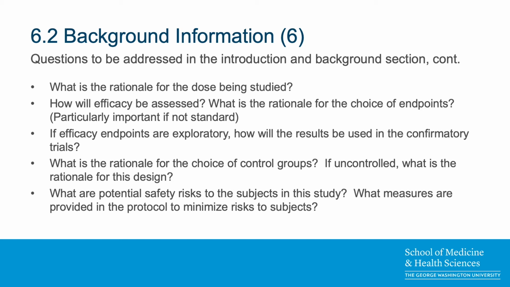The objectives, as we're going to discuss in the next section, should be very clear. And if the efficacy endpoints are exploratory, it should be noted how this is going to relate to the confirmatory trials. Particularly if there are procedures that are used that aren't standard or endpoints that are used, all of that rationale needs to be included in the protocol. The choice of the control groups. And then, importantly, how are potential safety risks going to be managed? What are they? And what measures are going to be in place for the investigator to follow? So all of this needs to be very clearly delineated in this section of the protocol.